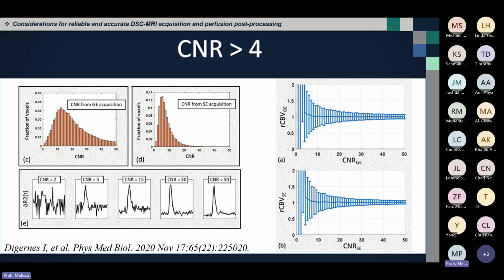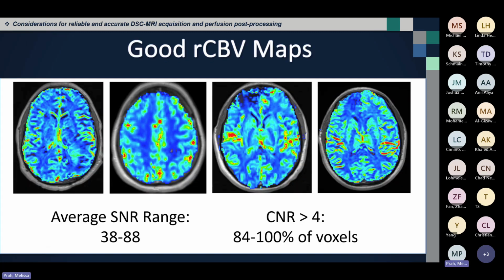In the figures to the right, this is the mean and the standard deviation of RCBV values compared to CNR ranges. You can also see right around 4, there's much greater standard deviation, and the higher the CNR, the lower the standard deviation of RCBV for both gradient and spin echo. And so circling back to our previous examples of proper DSC acquisitions, all of them clearly have adequate SNR and CNR, where 84% of the voxels at least had good signal quality.